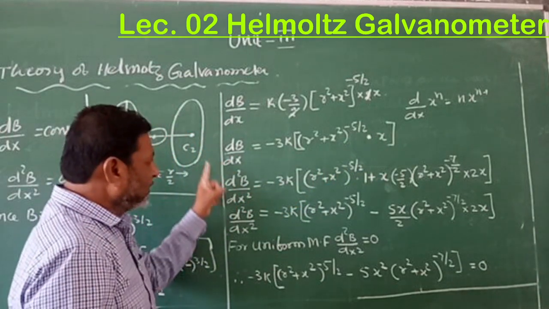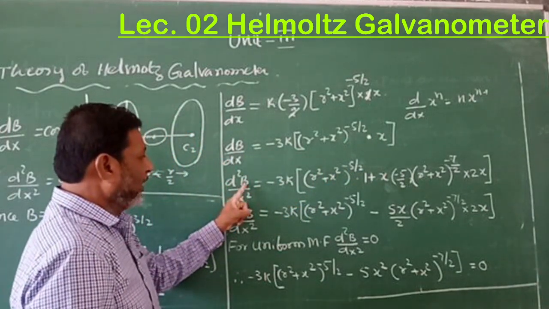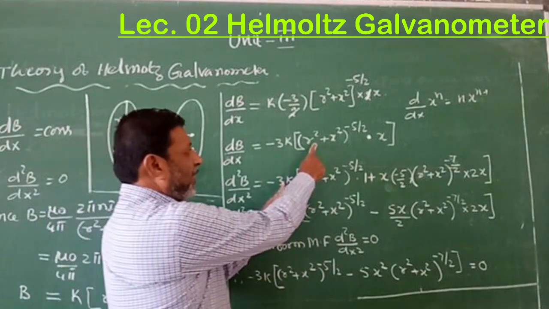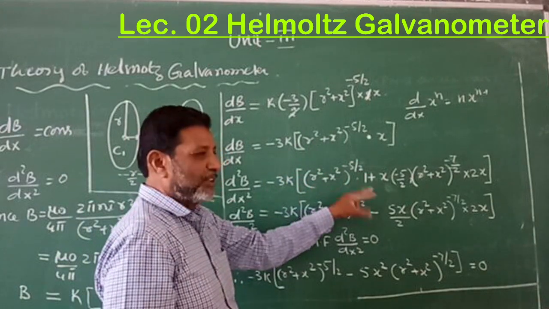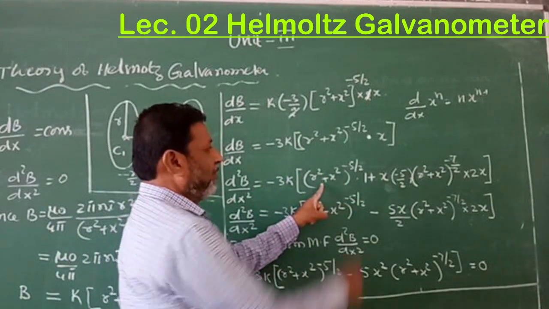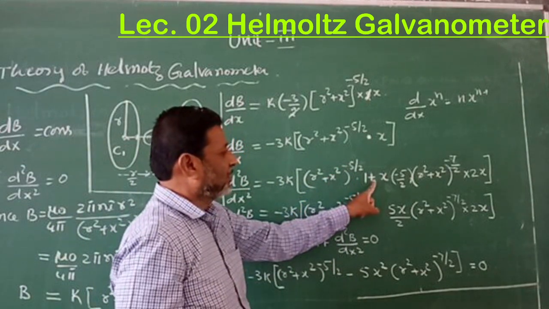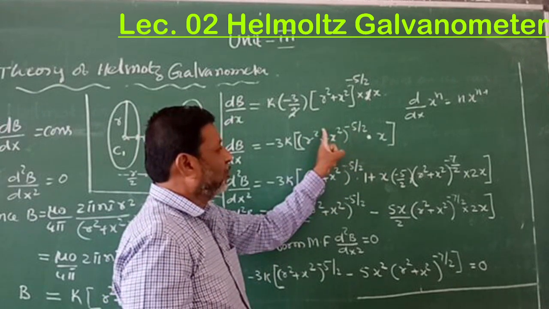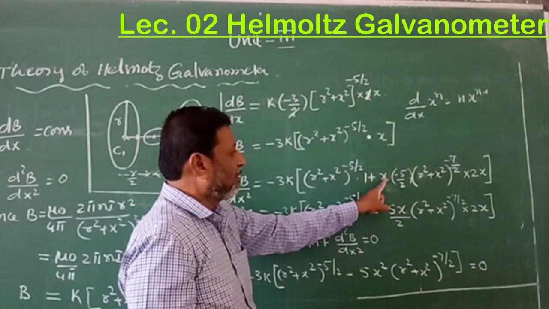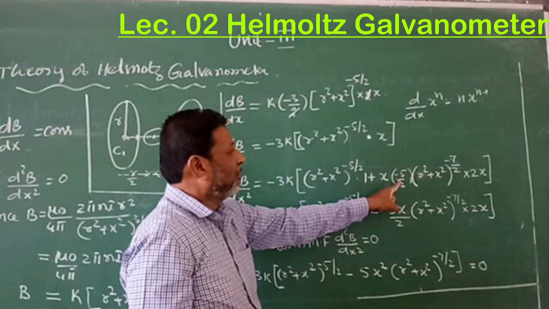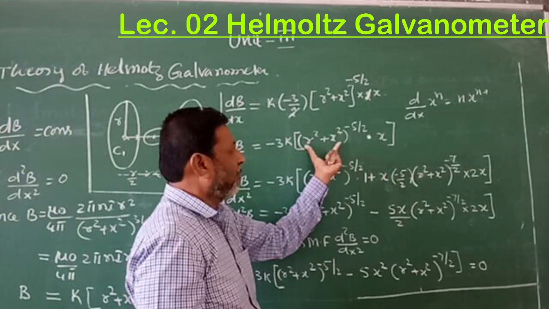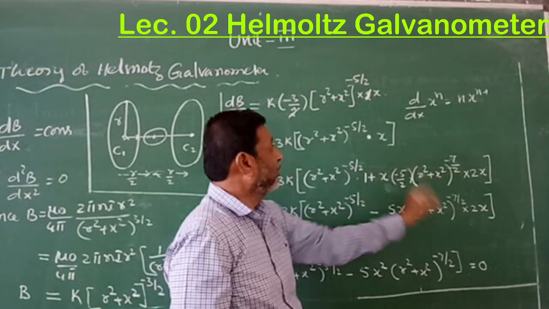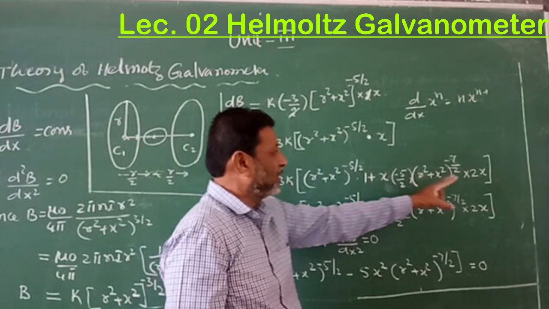Then again, you take its second differentiation. d square B divided by dx square is equal to, this is a constant. Now this factor's differentiation by the product rule we are using: keep this as a constant, differentiation of this is 1. Plus, now keep this as a constant, differentiation of this is n into x to the power n minus 1, which means when you decrease its power by 1, you will get minus 7 by 2, and the differentiation of this internal function is 2x.